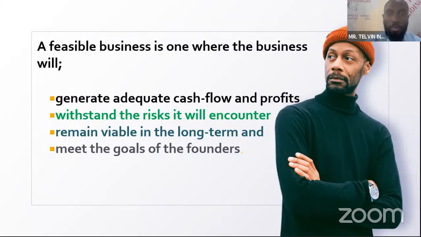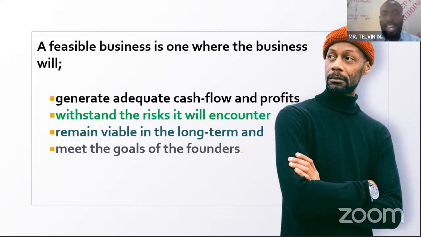yet a feasible business. A feasible business is a business that withstands risks that it will encounter. If you have a feasible business, there are risks that every business encounters. But if your business cannot withstand the risks, then it's not a feasible business. Although there are different types of risks, there are risks that come generally, like in 2020, we had the pandemic. That risk affected a lot of businesses. Some are back to life and some stayed permanently down. That is to show what a feasible business is.